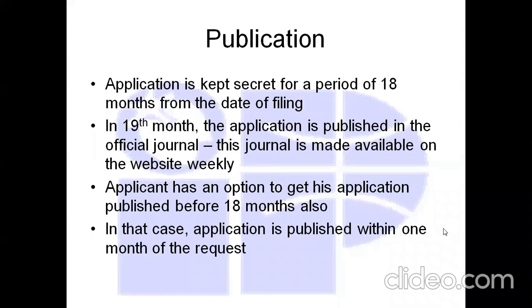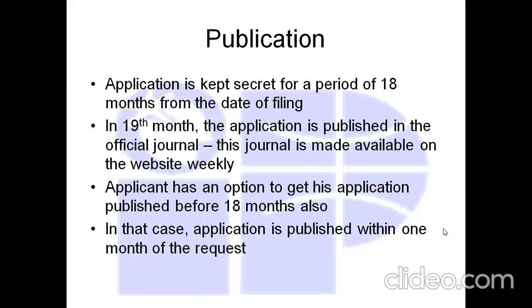Publication is the process. The application is kept secret for a period of 18 months from the date of filing. In the 19th month, the application is published in the official journal. But until then it is secret only. So 18 months of secrecy, right? This is the application kept secret for a period of 18 months, but then your application is published in the 19th month in the official journal. This journal is made available on the website weekly, right?